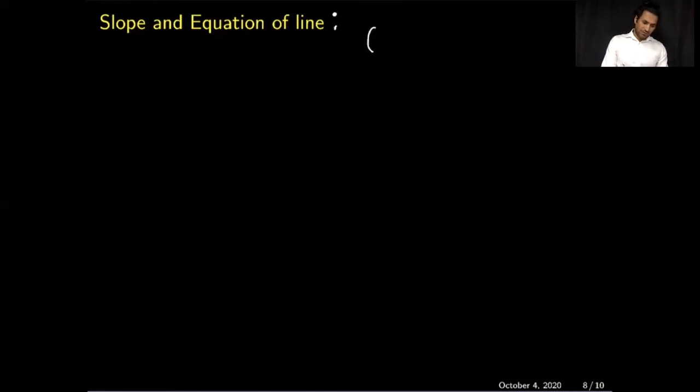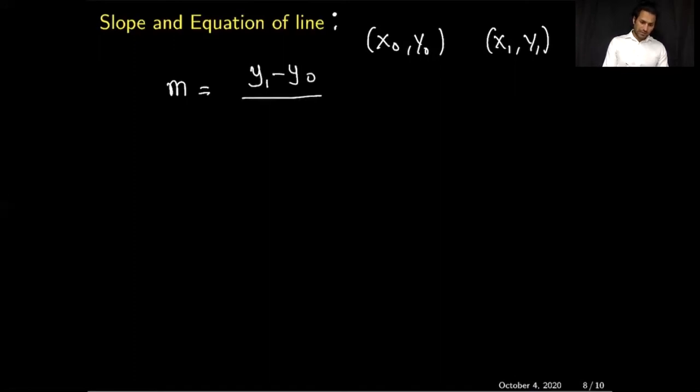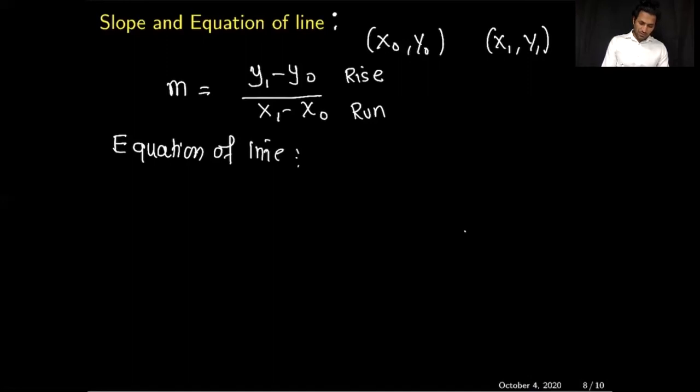So if you are given 2 points, let's suppose x0, y0 and x1, y1. To calculate the slope of a line which passes through these 2 points, the formula is the difference of y values, which will be your rise, over the difference of x values. So this is the rise, and that is the run. That's why it's called rise over run, the slope of the straight line.